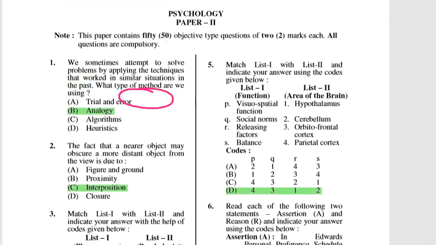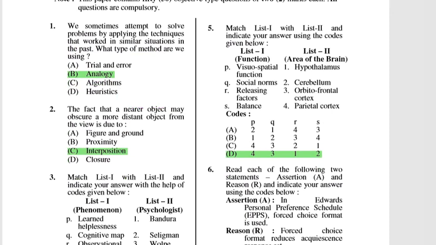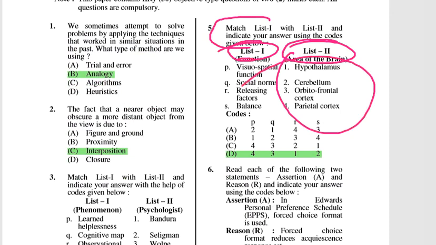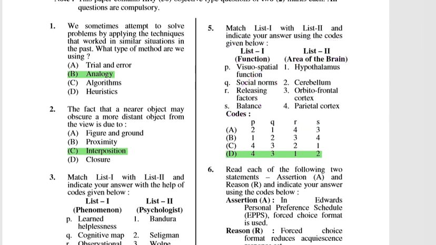Moving on to the next question, which is question number 5. You have to match list 1, the functions, with the areas of the brain. These are the areas of the brain and these are the functions that these areas perform. Number 1 is visual spatial functions, number 2 is social norms, number 3 is releasing factors, and 4 is balance. The correct answer is option D.